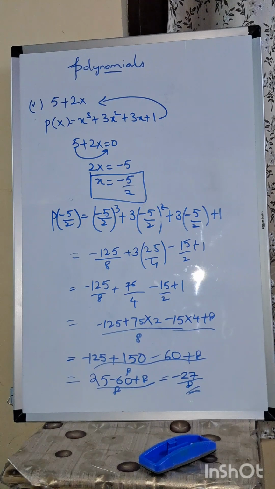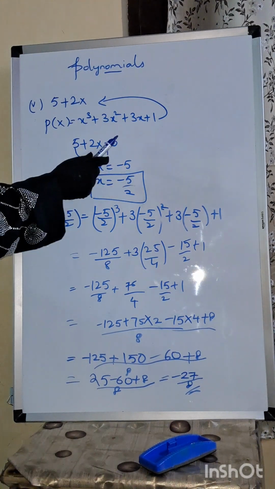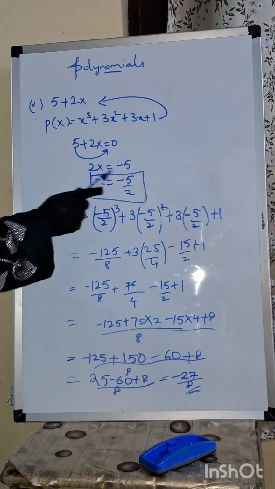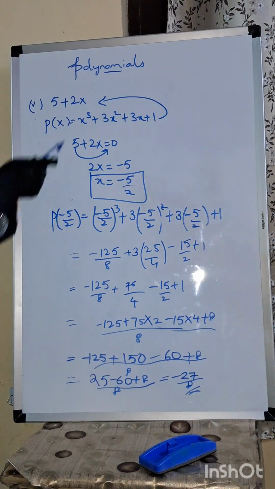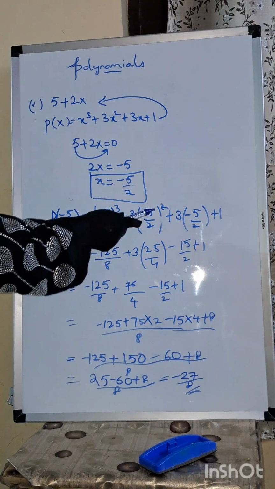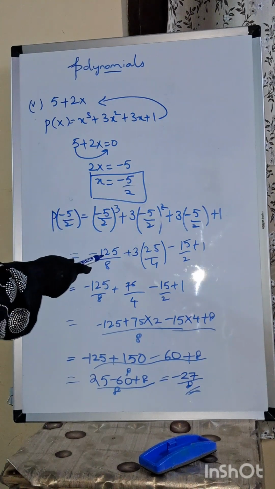From the starting, we'll see again. We have to divide the expression p of x is equal to x cube plus 3x square plus 3x plus 1 by 5 plus 2x. So 5 plus 2x is equal to 0, 2x is equal to minus 5. I am sending that side, it is becoming minus 5, x is equal to minus 5 by 2. And we are substituting minus 5 by 2 in the place of x. Okay. So here minus 5 by 2 whole cube plus 3 into minus 5 by 2 whole square plus 3 into minus 5 by 2. 5 5s are 25, 25 5s are 125.